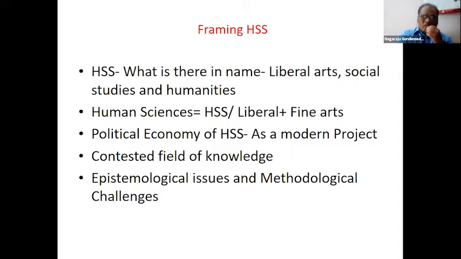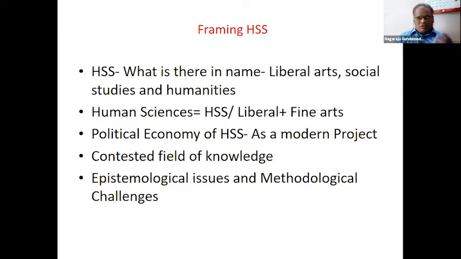Okay, so friends, the important question is how to frame the humanities and social sciences. Though most scholars talk about humanities and social sciences in a great manner, from the perspective of intellectual history, how do we frame them? If you look at the whole question, there are diverse nomenclatures which are used even today in different universities all over the world.